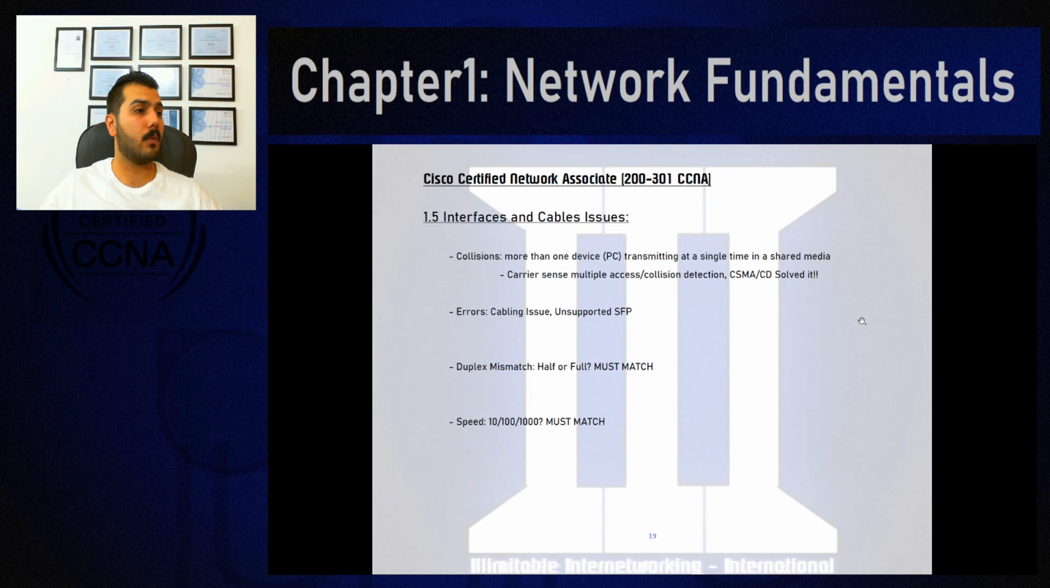Next, we have interfaces and cable issues, some common issues that you might face when using Ethernet cables. The first one is collision. Collision happens when more than one device is transmitting, sending information at a single time, in shared media on broadcast, such as when using hubs.